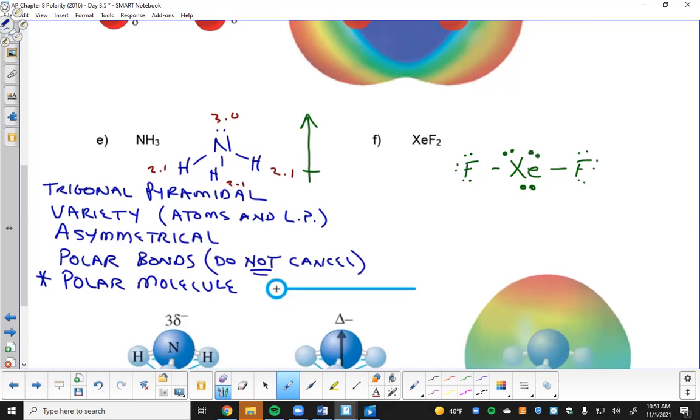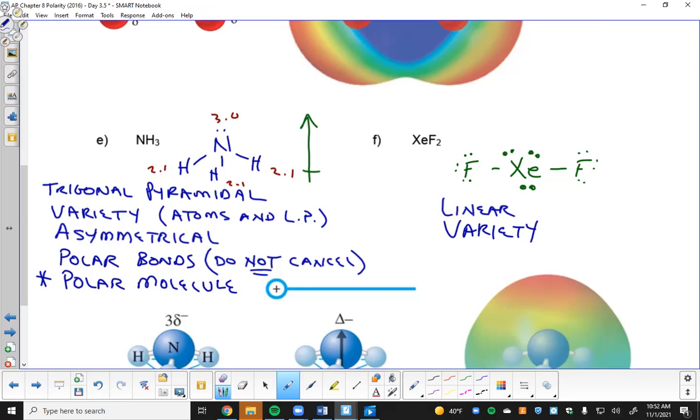So if we go through our mental checklist, this is linear. Kind of a complex version of linear, but the atoms will be in a straight line to each other. Let's see this. Kind of looking like that. There is variety. Then we have to ask ourselves, is there symmetry? This has symmetry. Top's the same as the bottom.